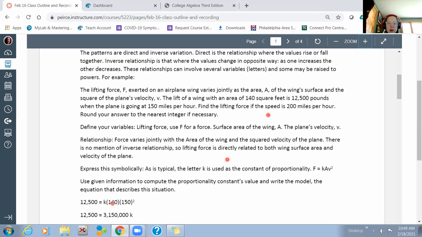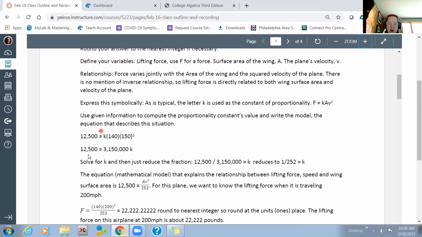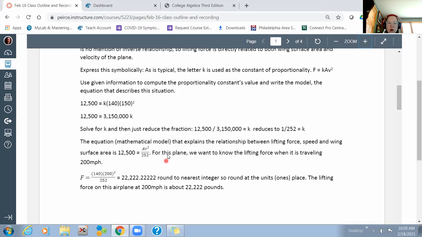So you're using those values that you're given to identify the K. But then in the second part of the problem, which is typical of this type of problem, you use the given information to identify the value of the constant. And now that you know the value of the constant, you have your relationship to use. But it can seem like you don't have enough information in the second part because it just says, okay, so now what if the plane's going 200 miles an hour? Well, keep in mind, it's the same plane, so the surface area for the wing is still 140.